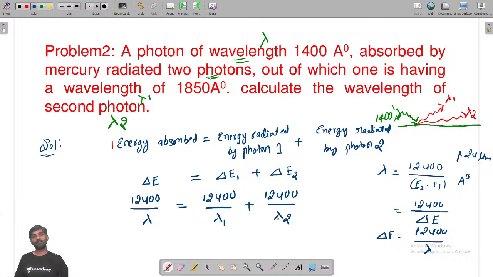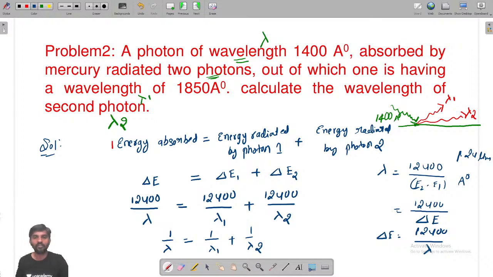Don't neglect this, sir. You will not get this kind of material anywhere. Nobody will teach you this. Okay, try to solve the problem. So now what happens, sir? This is simply 1 by lambda is equal to 1 by lambda 1 plus 1 by lambda 2. What do you want, sir?